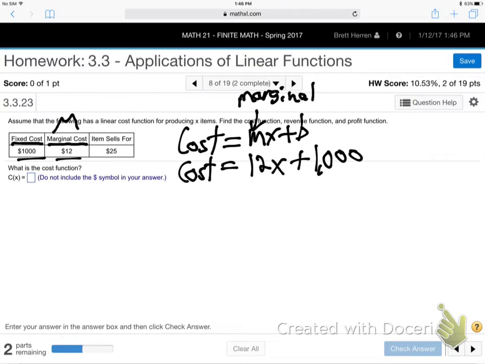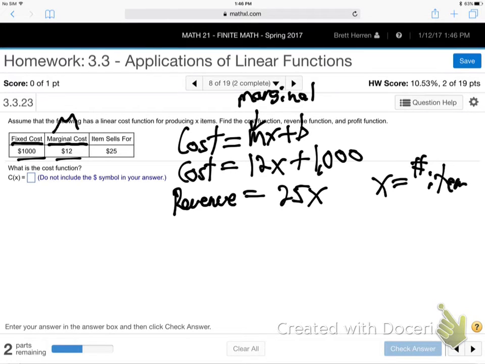How do you write a revenue function? Well, whatever they're selling, it sells for 25 bucks a piece. So the revenue, the amount you're going to take in, will be 25x, where, by the way, x is the number of items sold. Right? Because if you sell 10 items, you'll get 10 times 25, which is 250.